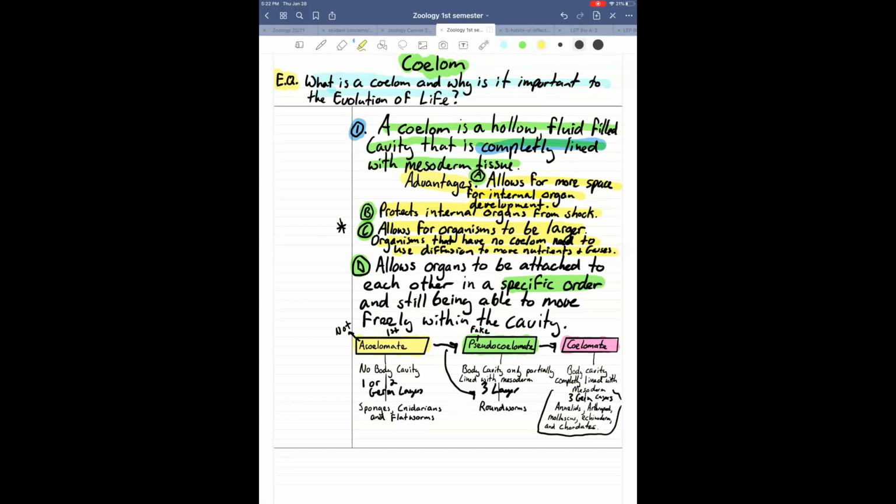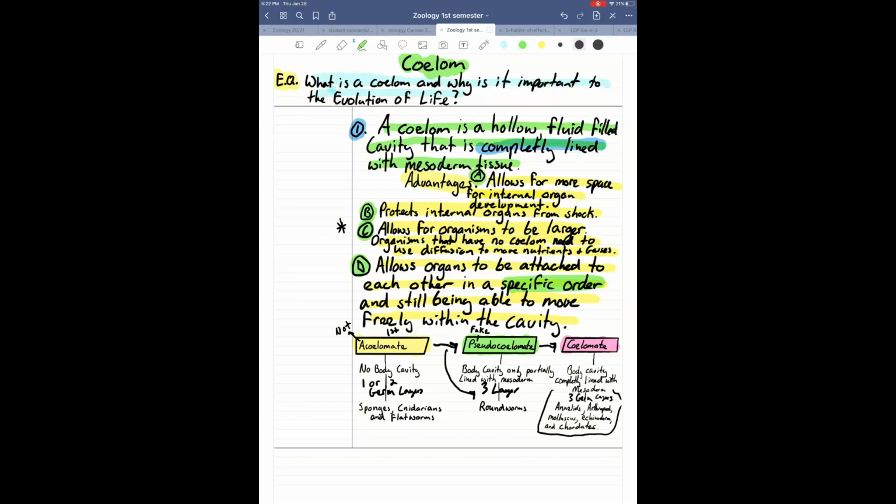Now, another advantage of having a coelom is that it allows organs to be attached to each other in a specific order, and still be able to move about freely in the cavity. Okay, so this allows for the complex development of organ systems. Now, there's lots of language around this, of course. And so it used to be that scientists classified organisms based on if they had a coelom or not. And that's kind of an old classification, and we don't use that really anymore, but some of the words are still out there, and it's helpful to know these words.